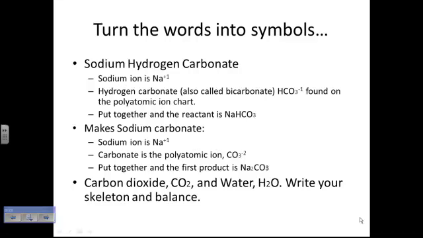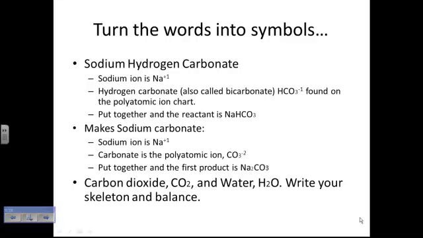That first reactant, sodium hydrogen carbonate, you found sodium as Na and it carried a +1. On your polyatomic chart, you found hydrogen carbonate, and we handwrote that we also sometimes call that bicarbonate. That's probably handwritten on your chart. You found it to be HCO3 carrying a -1. Put it together and you formed your formula for our reactant, sodium hydrogen carbonate, or it could be called sodium bicarbonate, as NaHCO3. You place that as a reactant. Decomposition means a single reactant breaking down.